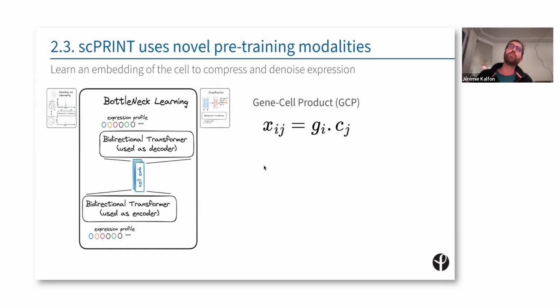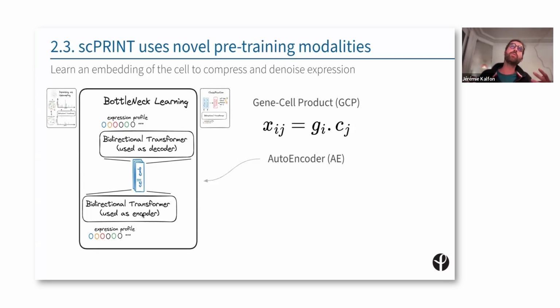Where what you have is you take your gene ID embedding that just encodes which gene we are talking about, and your output cell embedding, and you make sure that the dot product of those two can recreate your expression of gene I in cell J. And this is how you make sure that your cell embedding contains all of the information of your genes' expression in that cell. What we presented with scPRINT is another possible approach where you mix the idea of an autoencoder and a transformer model.